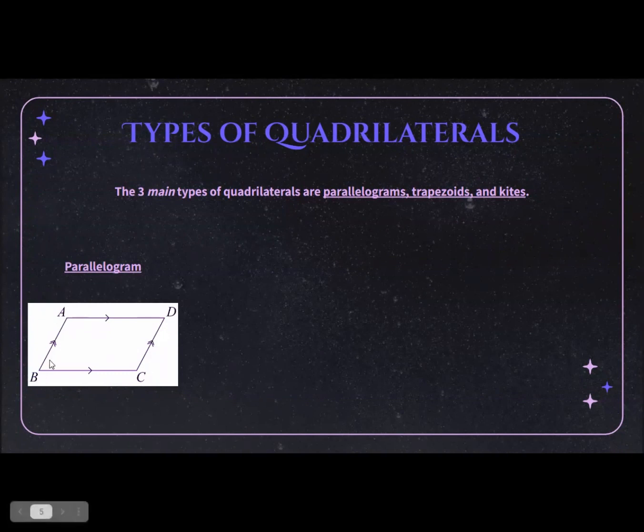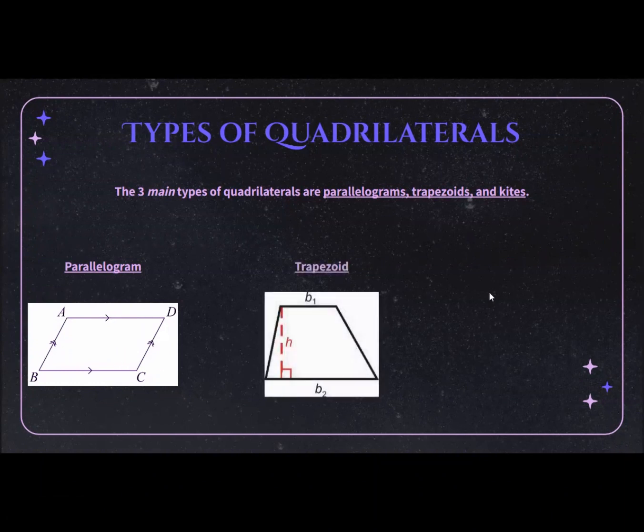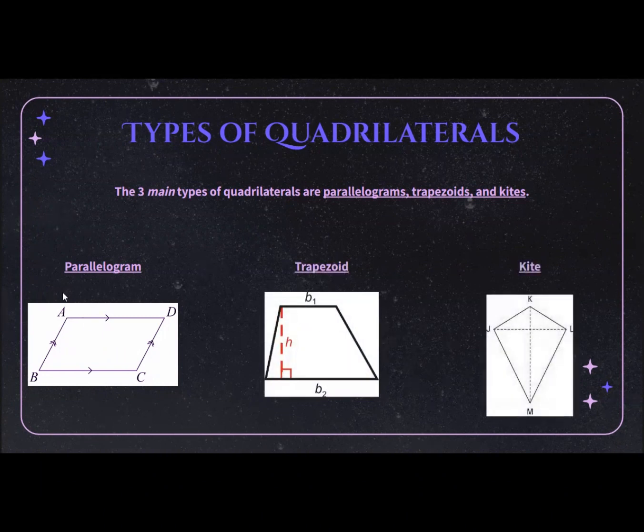AB is parallel to DC because they share 2 arrows instead of 1 arrow. If they share 1 arrow, that means they're parallel. If they share 2 arrows, that means they're parallel as well. They're just different kinds of parallel. A trapezoid is right here, and a kite. So these are the 3 types of quadrilaterals. You really don't have to write it down, but these are the main types we're going to learn today.